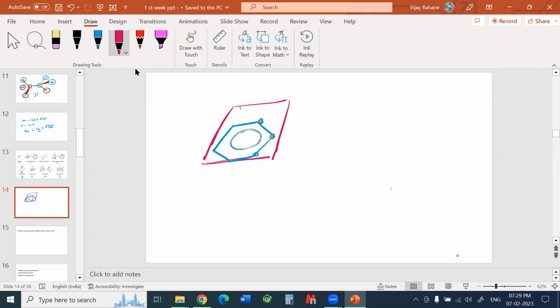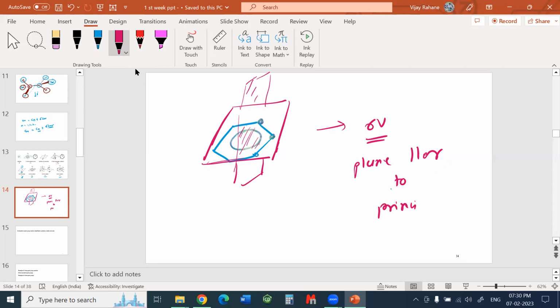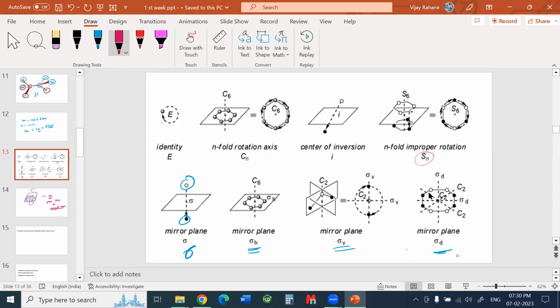So if you pass a plane, right, which is perpendicular to the initial plane, and it passes through like this, it is also having a sigma v plane. Sigma v means the plane parallel to the principal axis. This is the sigma v plane. Suppose this one is the principal axis, and the plane which is parallel to the principal axis is called the sigma v.